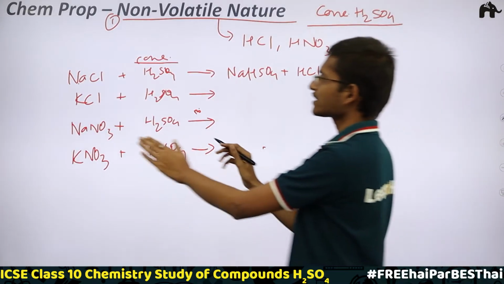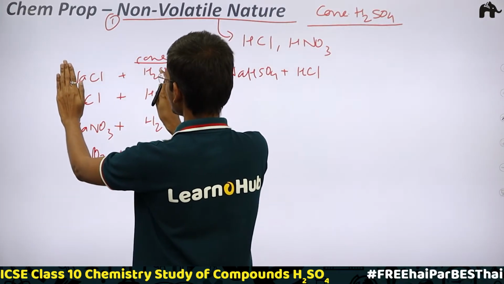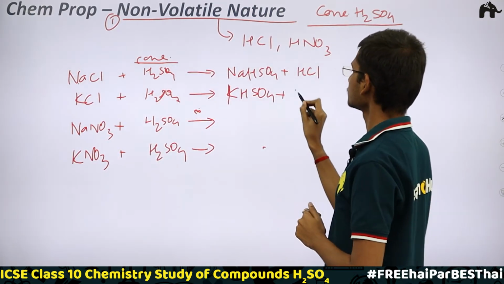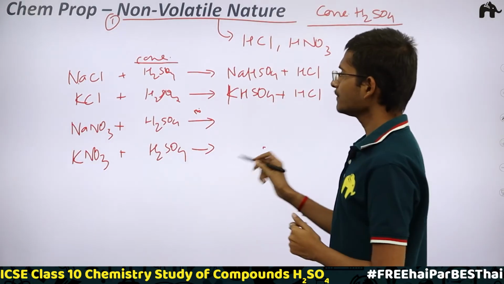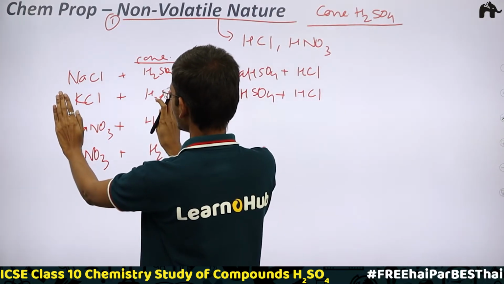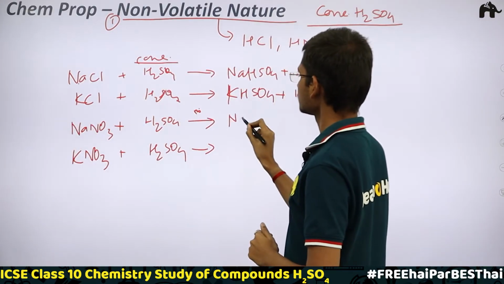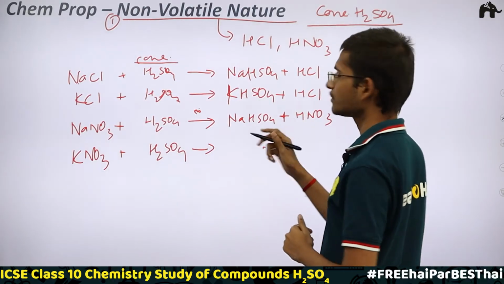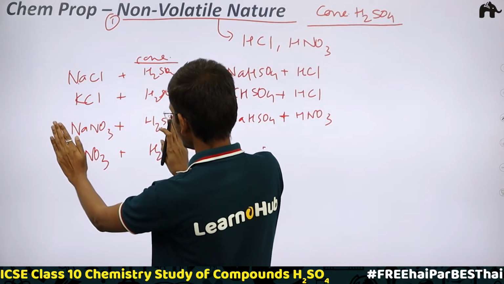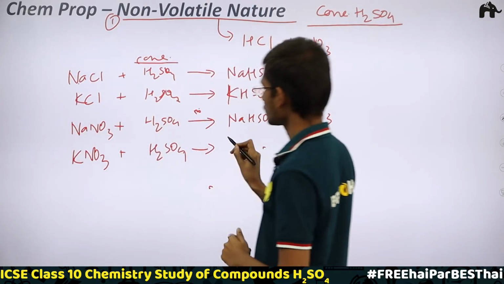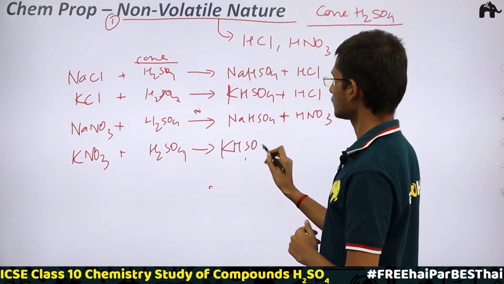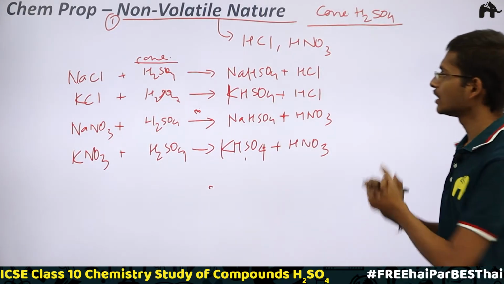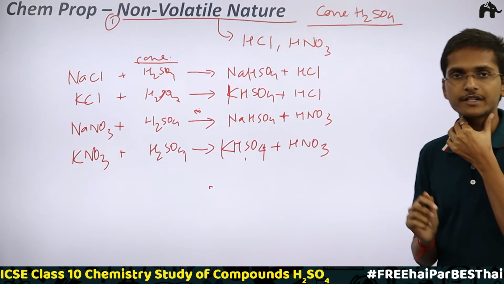Now here the reaction remains the same. So KHSO4 and then HCl. Same way, now here NaHSO4 and HNO3. So you can also follow my trick of remembering the reactions. Again KHSO4 and then HNO3. That's it. These are the 4 reactions which we need to study in the non-volatile nature of concentrated sulfuric acid.